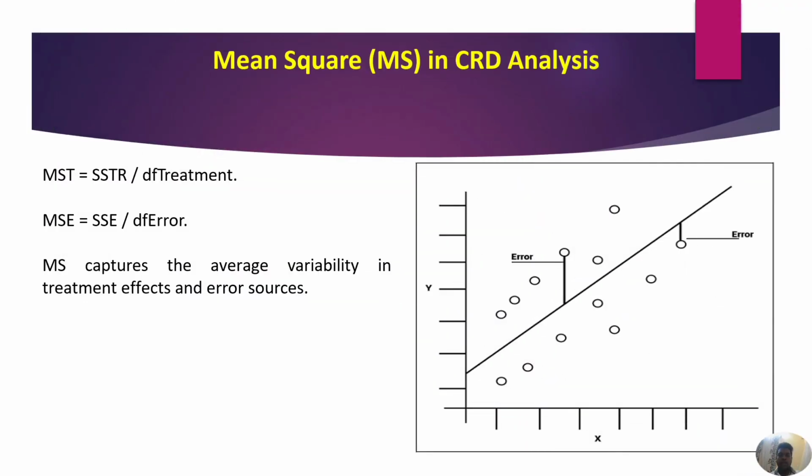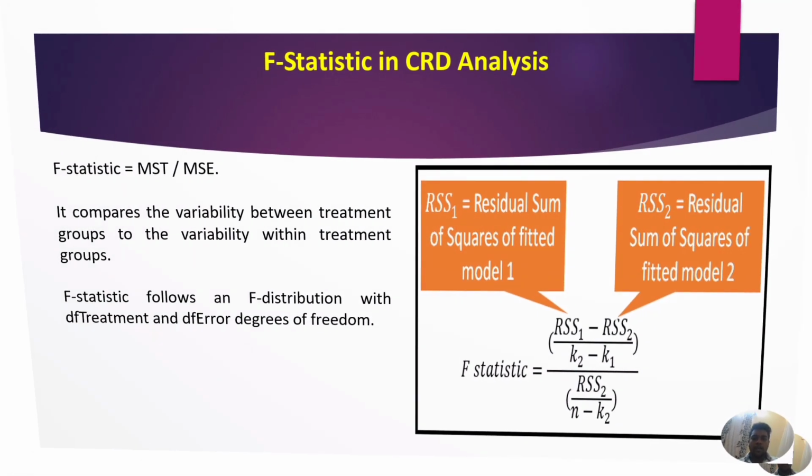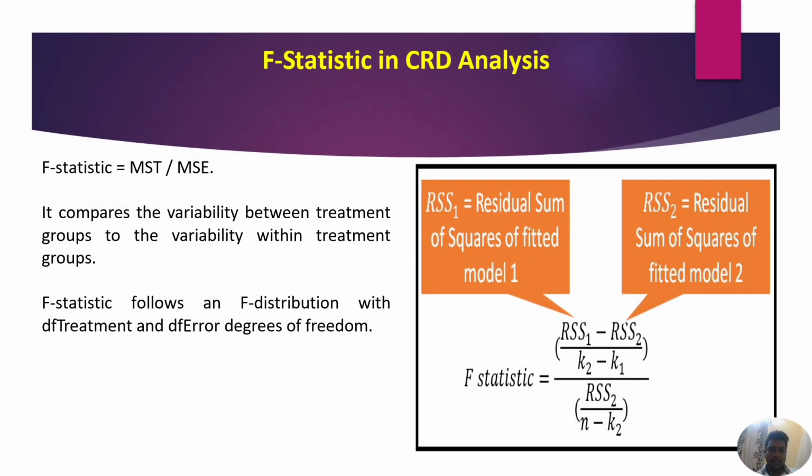Mean square (MS) in CRD analysis. MST is equal to SSTR divided by df treatment. MSE is equal to SSE divided by df error. MS captures the average variability in the treatment effects and error sources. F statistic in CRD analysis. F statistic is equal to MST divided by MSE. It compares the variability between the treatment groups to the variability within the treatment groups. The F statistic follows an F distribution with df treatment and df error degrees of freedom.